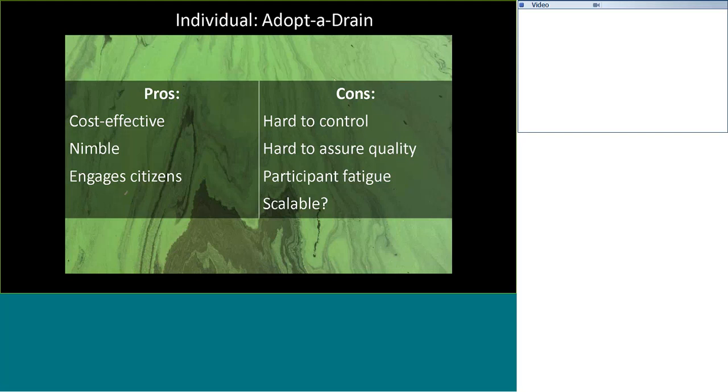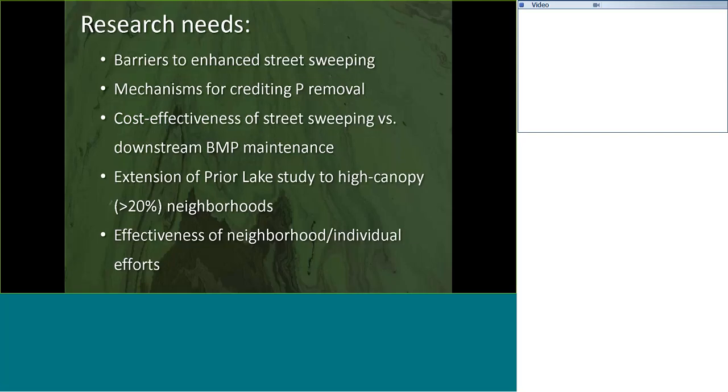One of the things that I think residents probably don't understand is that not only is it important to clean out the drain, but all of the curb upstream of that drain has to be kept clear as well, or during a heavy rain event, all of that material is going to wash into the drain. Again, there's a danger of participant fatigue, and again, we don't know how scalable this is.